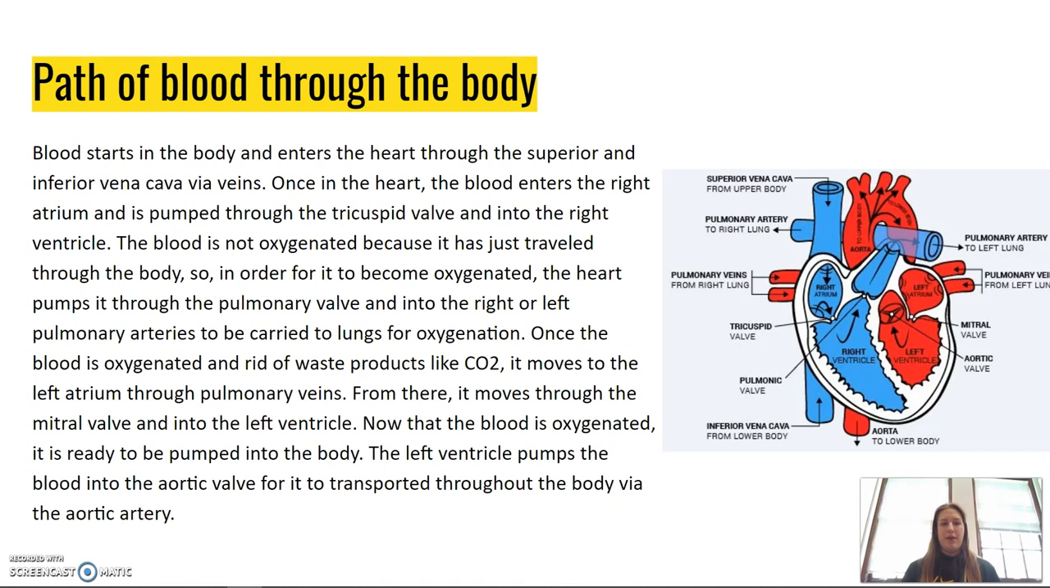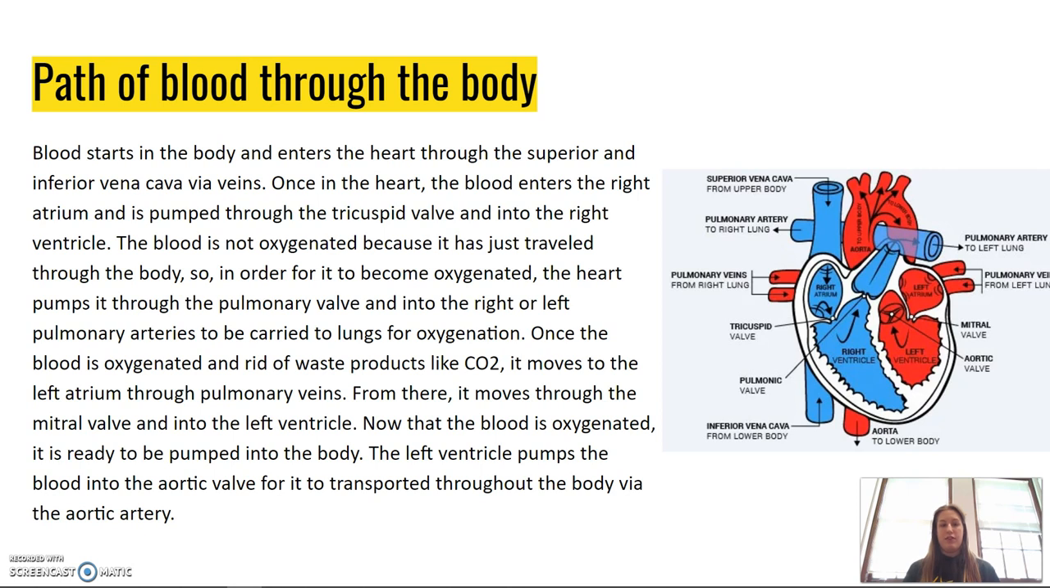Next, we'll talk about the path the blood takes through the body. The blood starts in the body and enters the heart through the superior and inferior vena cava via veins. Once in the heart, the blood enters the right atrium and is pumped through the tricuspid valve and into the right ventricle. The blood is not oxygenated because it has just traveled through the body.